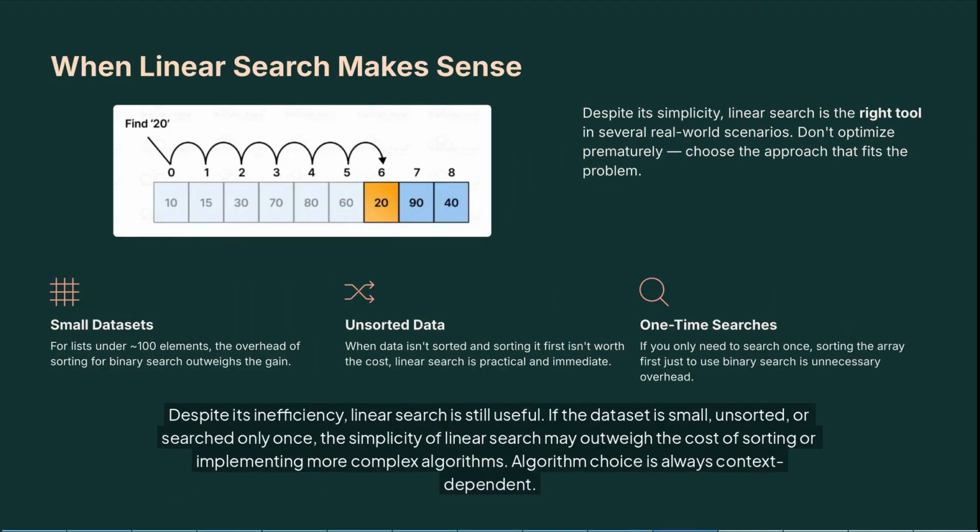Despite its inefficiency, linear search is still useful. If the dataset is small, unsorted, or searched only once, the simplicity of linear search may outweigh the cost of sorting or implementing more complex algorithms. Algorithm choice is always context-dependent.